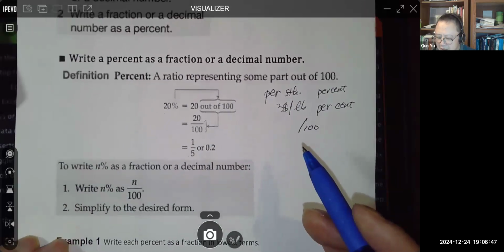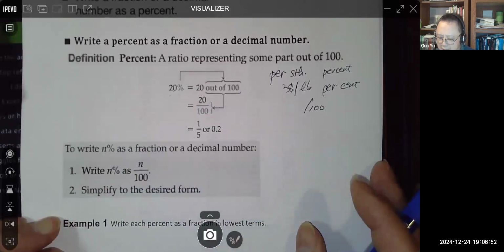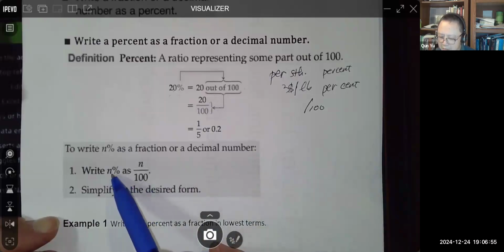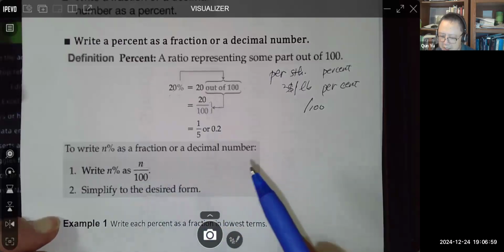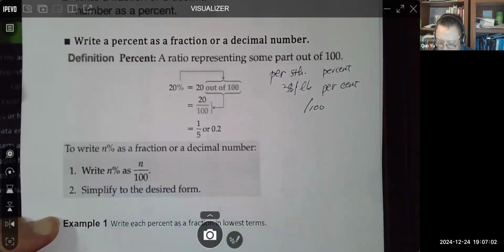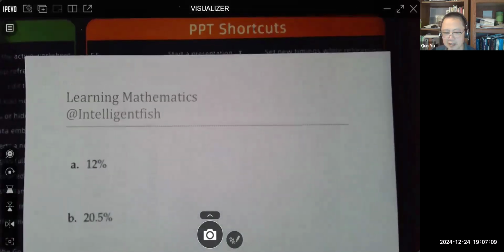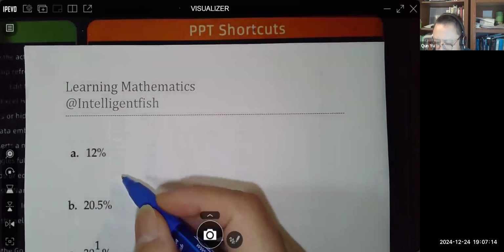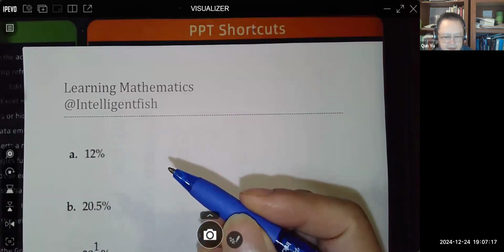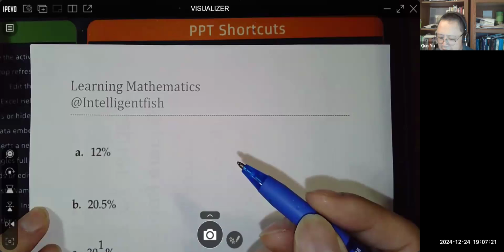And this is the general process when you convert a percent to a fraction or decimal. Just write this n% as n per 100. For the decimal part, just use n divided by 100 to get a decimal. Now let's look at our first example on the next page. We have a couple of these problems. The first one, we convert this percent to a fraction and reduce it to the lowest terms. So let's do it one by one.